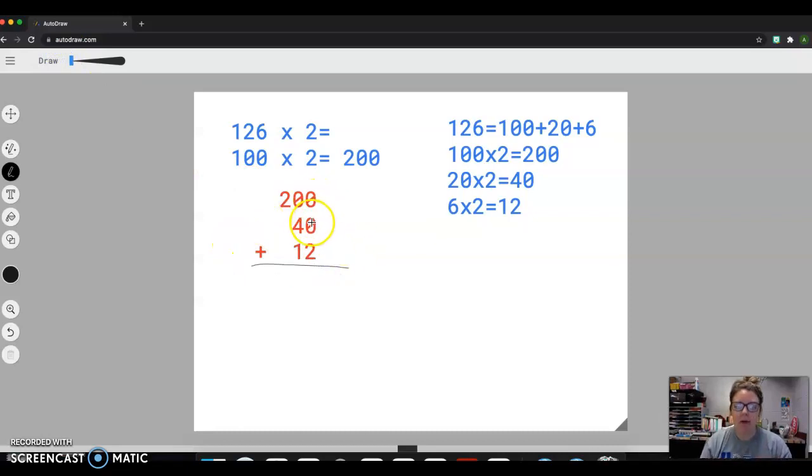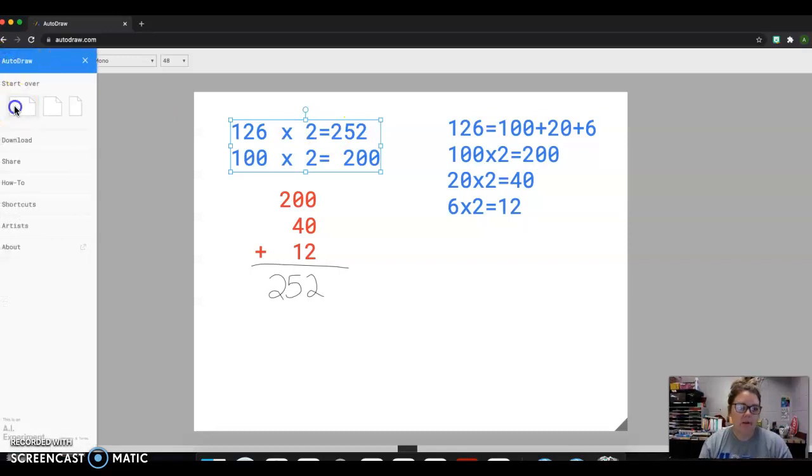Okay, we have 0 plus 0 plus 2, which is 2. Then we have 0 plus 4 plus 1, which is 5. And 2 plus nothing is 2. So our final product will be 252.